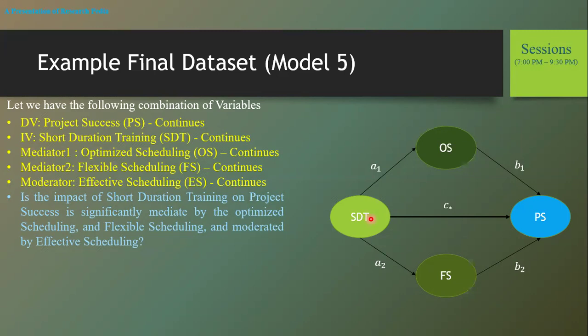So what's new here? The new thing is that we are having a moderator in our model this time. We want to see whether the moderator, ES, basically effective scheduling, can moderate the impact of SDT on PS. So this is basically the concern of model number 5. Whenever you have mediations and you have moderation also, which is affecting the impact of the independent variable on the dependent variable, you are referring to model number 5. So how does it apply? It applies in the same way.